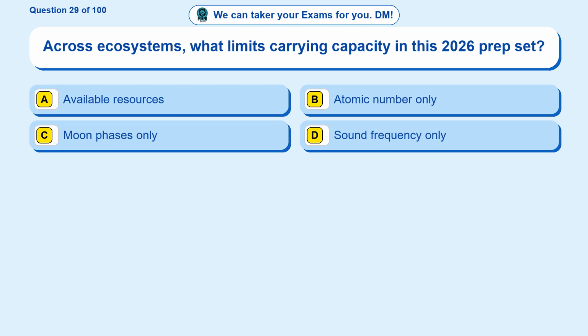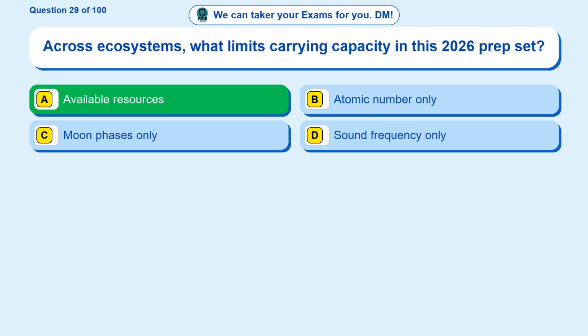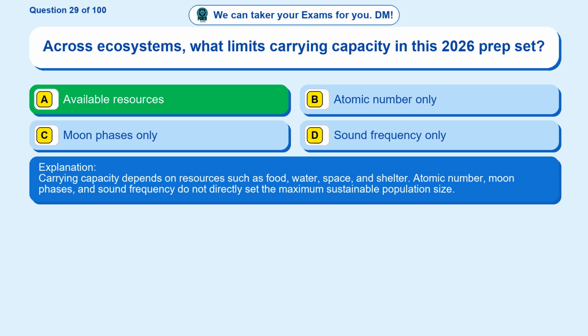Question 29. Across ecosystems, what limits carrying capacity in this 2026 PrEP set? Option A, available resources. Option B, atomic number only. Option C, moon phases only. Option D, sound frequency only. The correct answer is option A. Available resources. Carrying capacity depends on resources such as food, water, space, and shelter. Atomic number, moon phases, and sound frequency do not directly set the maximum sustainable population size.